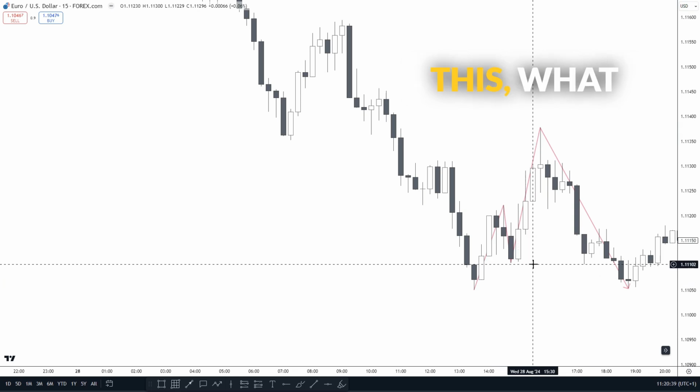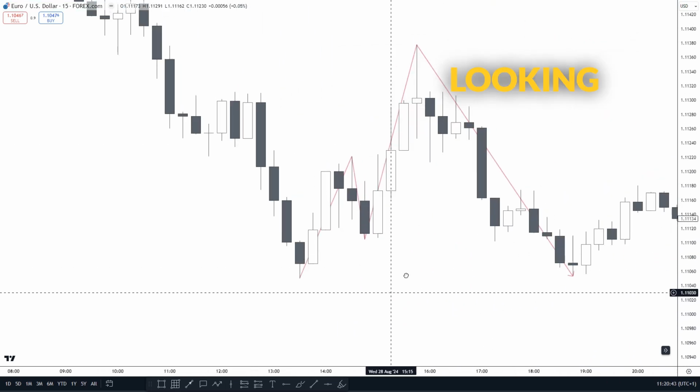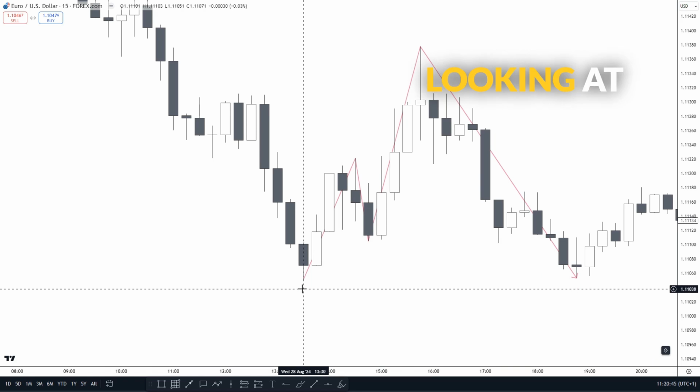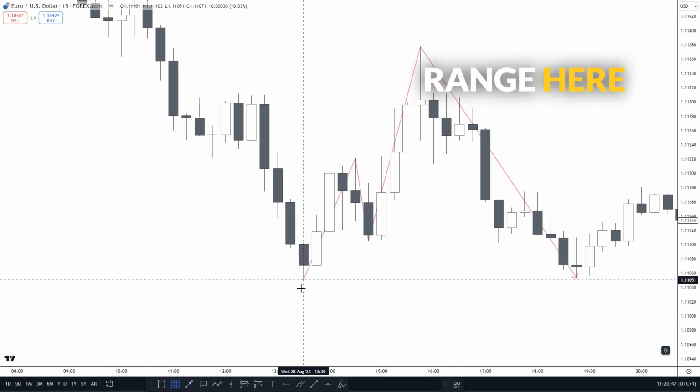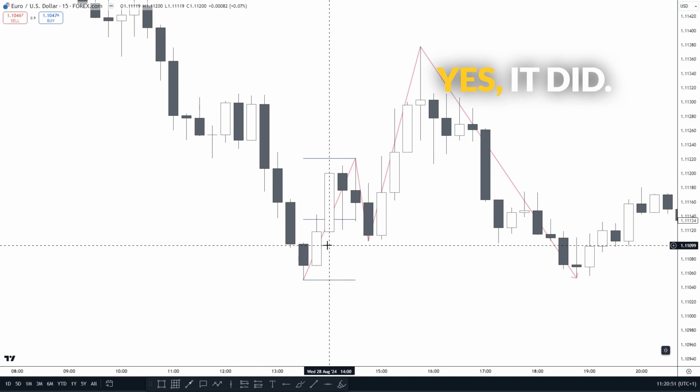Now within this, what you can see is that I'm looking at this first range here, and I'm looking, did price come down into the discount? Yes, it did.